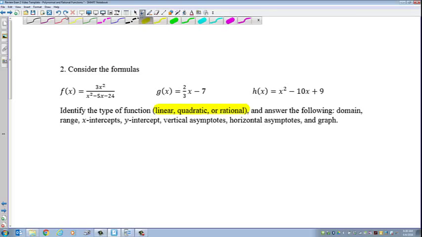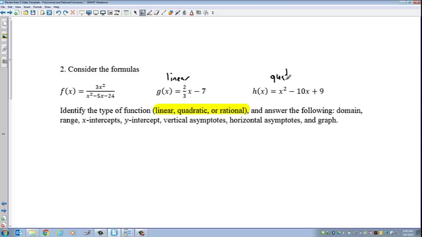And so you can see this one, of course, is linear. This one, of course, is the quadratic because it has degree 2. And then this one is the leftover one, but it's obviously rational because you're dividing, and you have polynomial on top and polynomial on bottom.